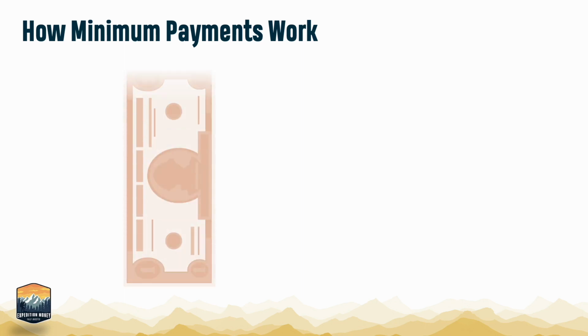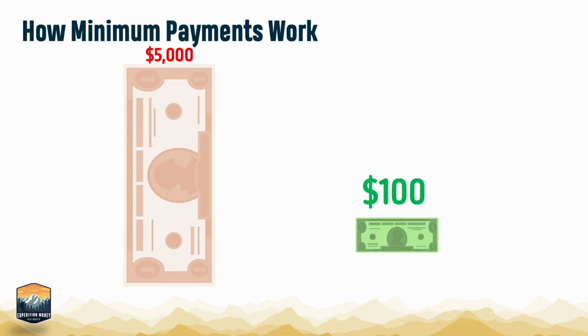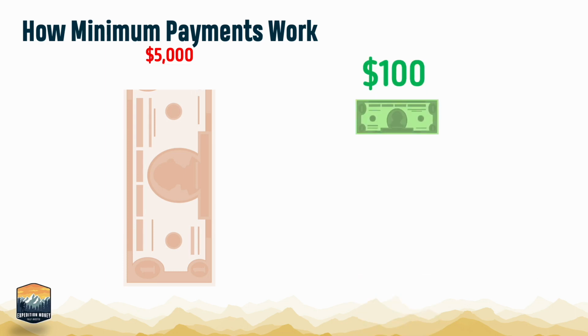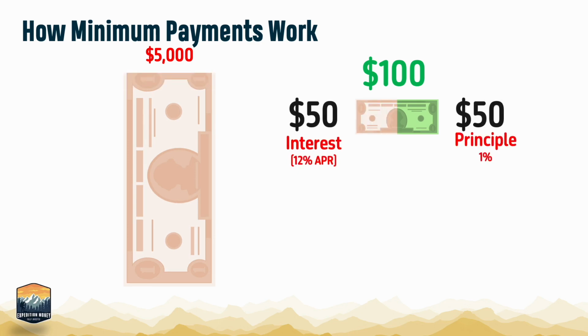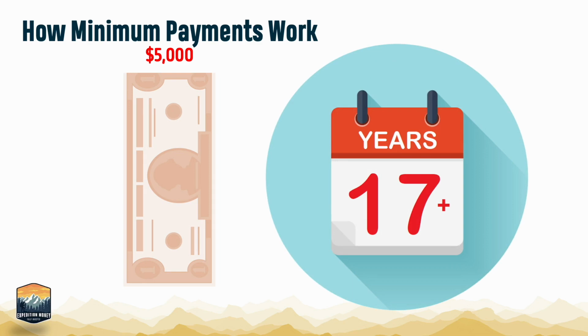For example, let's say you have a $5,000 balance on a credit card that charges 12% annually, and you send in a $100 payment. That $100 gets applied to your balance, but a new $50 in interest is added back on. For that $100 that you sent in, it only reduced your balance by $50. Keep paying just the minimum payments, and it would take over 17 years to pay off this credit card. And that's assuming you never charged anything else on it.